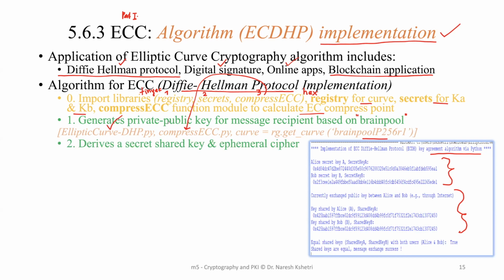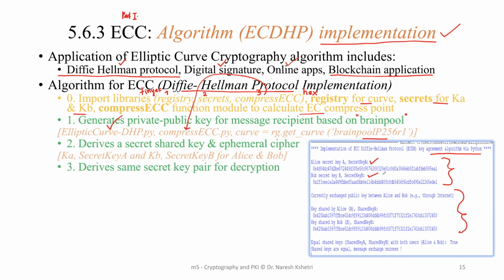We derive a secret shared key and an ephemeral cipher, ka and kb, the secret key for Alice and the secret key for Bob. The rand below function returns a random integer in the range of 0 to n, which is passed exactly over there. Then we derive the same secret key for the pair of decryption, as we do for the pair of encryption. The only thing is that we pass that secret key to the compress ECC function. Every time you run the program, you won't get exactly the same output. Why? We have discussed that over here.